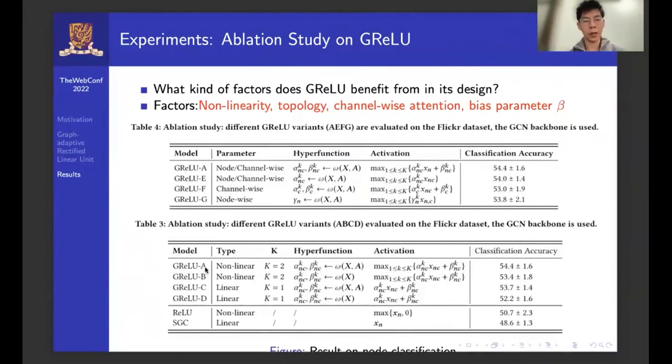We can compare gReLU-A with gReLU-C, and we can see that by making the ReLU function nonlinear, the performance improved. And we can compare gReLU-A with gReLU-B, and we can see the topological information is also useful in the design of the gReLU. And we also compare the gReLU with other methods like the SGC, which is the graph neural network without nonlinear function. And we can see our gReLU function, which is also a linear variant, outperforms the SGC a lot.